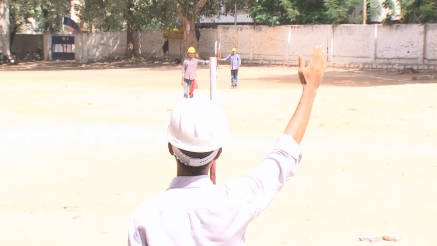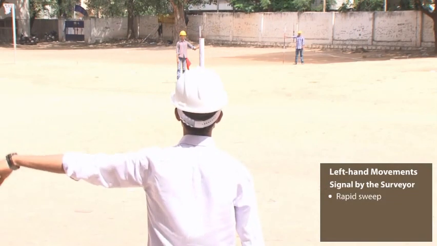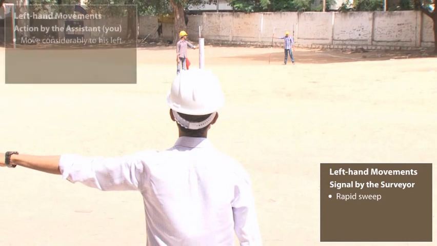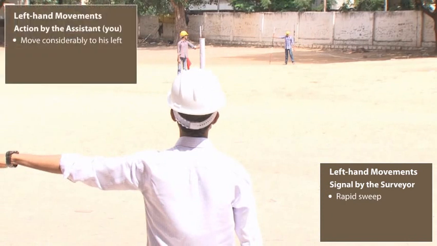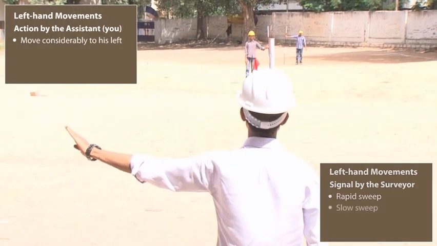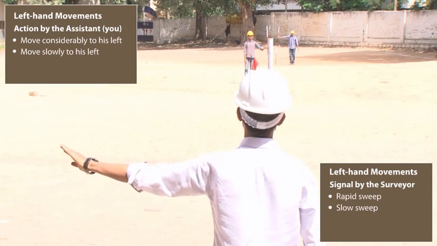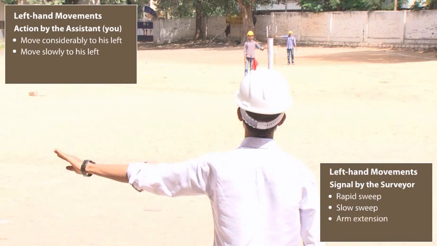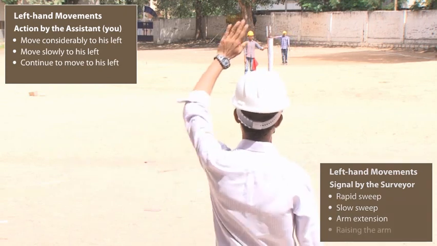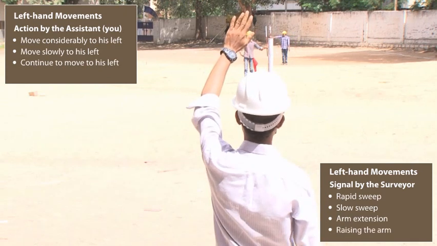Similarly, when the surveyor does a rapid sweep with his left hand, move considerably to his left. When the surveyor does a slow sweep with his left, move slowly to his left. When the surveyor extends his left arm, continue to move leftwards. When the surveyor raises his left arm up and moves it to the left, plumb the rod to the left.